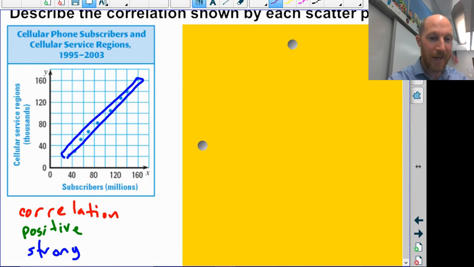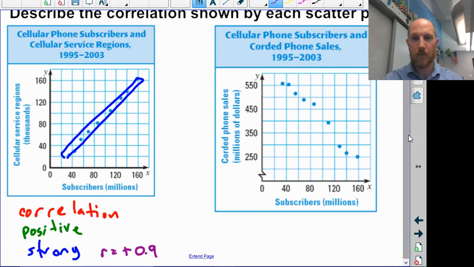And then if we were asked to give it a correlation value, correlation coefficient, it's going to be positive since it is a positive correlation. And strong correlation probably is going to be very close to 1, but can't be 1 because it's not a perfect straight line. So we'd call it positive 0.9. Second graph. Causation, correlation, or neither.